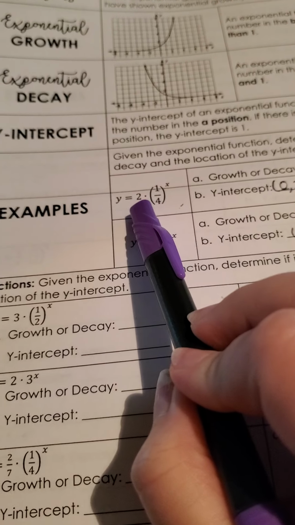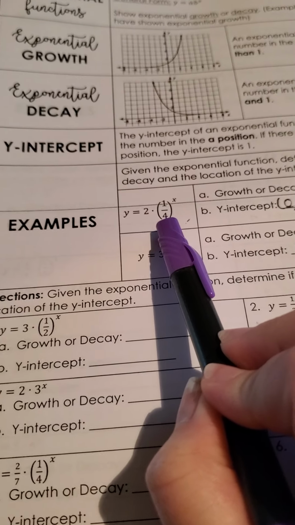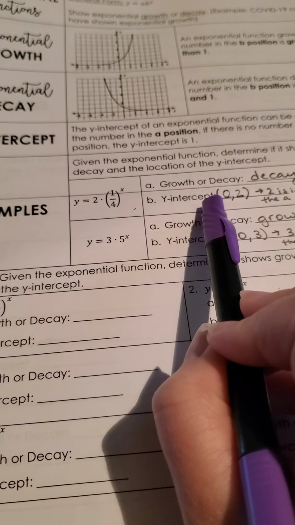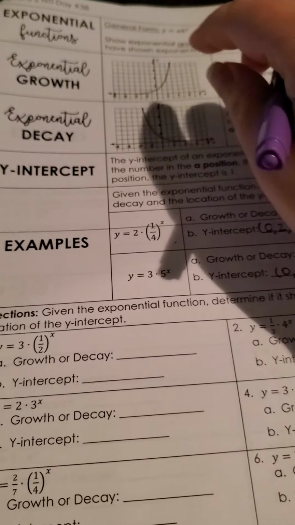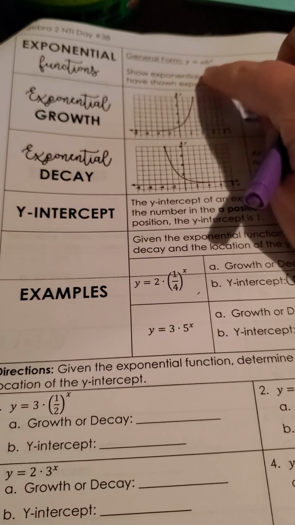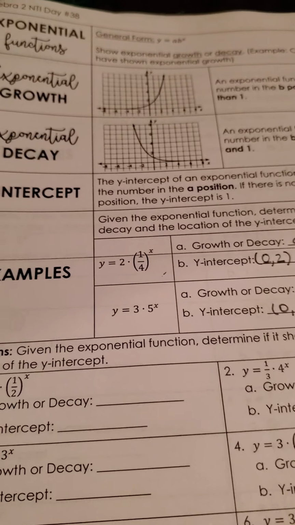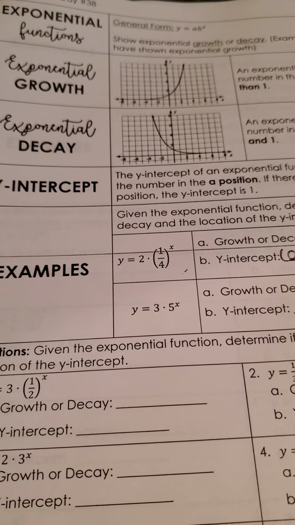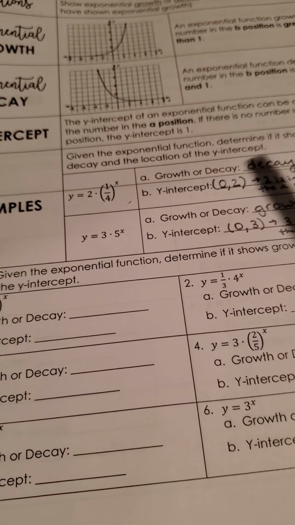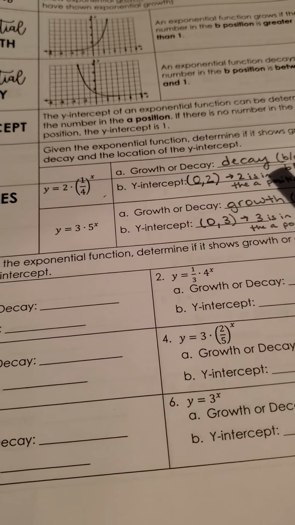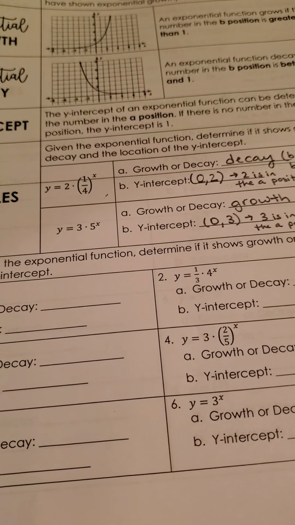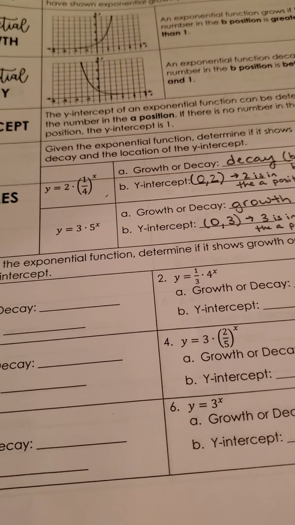In this example, 2 is my A number, and 1/4 is my B number. The first question is asking for growth or decay, so I have to look at the B number. 1/4 is between 0 and 1, which means it's going to decay, it's going to go down. And then 2 is my A number, which tells me my y-intercept. I just listed it as an ordered pair, (0, 2). If you just want to put 2, that's okay.